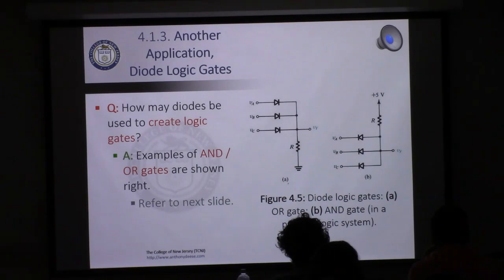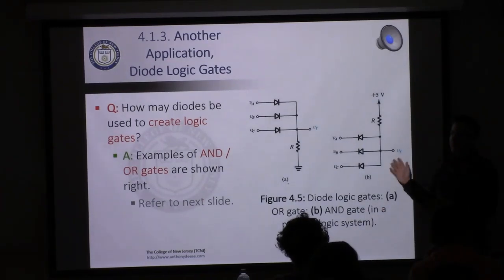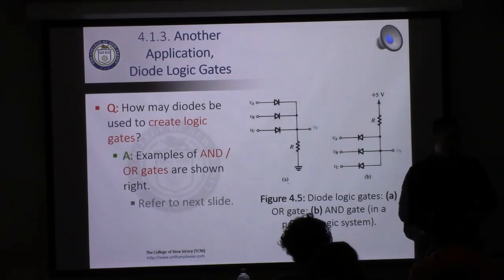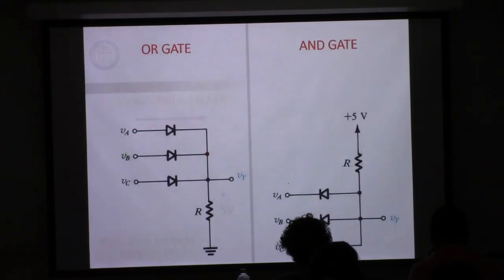Okay, so now continuing with this theme of talking about applications. We talked about the half-wave diode rectifier. Let's talk about some other useful application, which is a logic gate. We can build an OR gate and an AND gate using diodes. Let's take a look at how this might work.